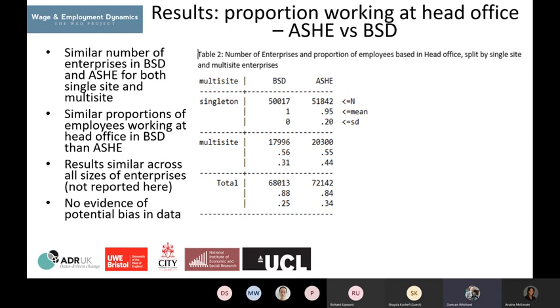Okay, so first of all, we're directly comparing the data in ASHE and BSD and focusing on the proportion who are employed at the head office. We also break this analysis down, as you see on the left, by looking at single site and multi-site organisations. Both between the BSD and ASHE, we notice fairly similar proportions, 55, 56% for the multi-sites. If there were any evidence of bias at this high level, we'd expect to see some differences. We don't really find that here.